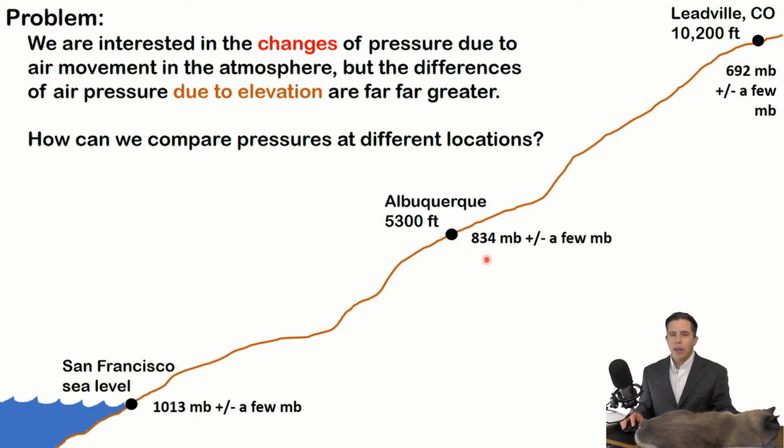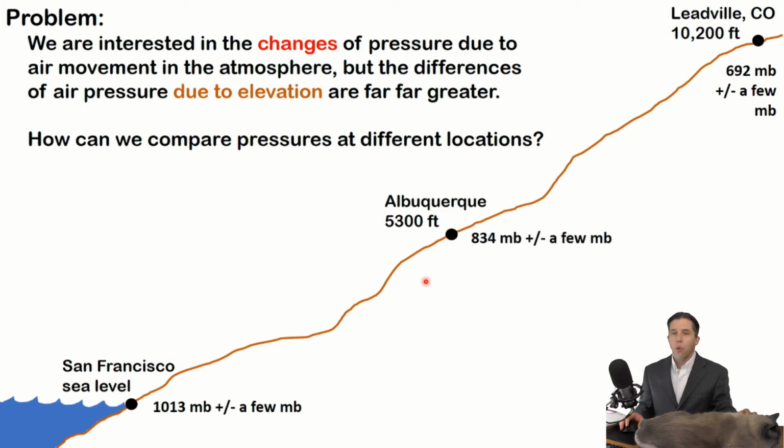But we are going to be like 834 millibars, plus or minus a few. And Leadville, Colorado, being over 10,000 feet up, is going to be at 692, plus or minus a few. So here's the problem. No matter what happens to San Francisco's weather, they will never, ever get air pressure as low as ours. And no matter what happens to our weather, we'll never get an air pressure as high as theirs. So it's really hard to compare numbers because we're all at different elevations.